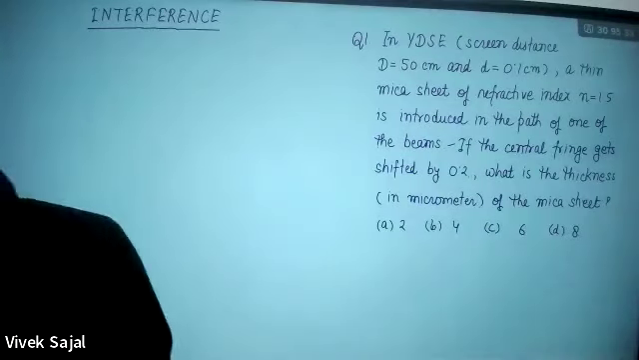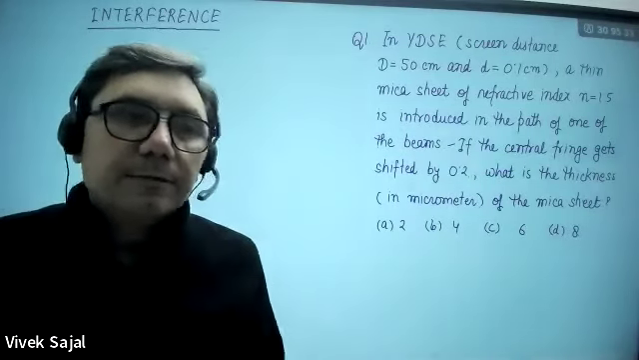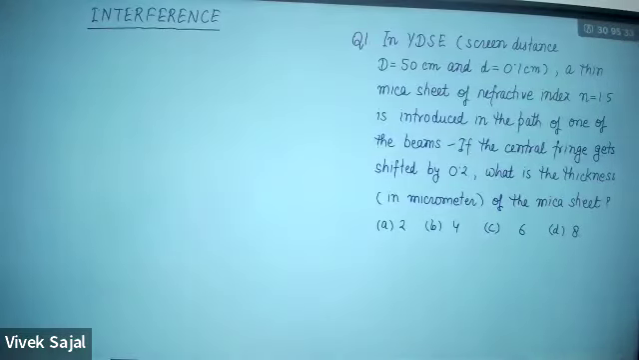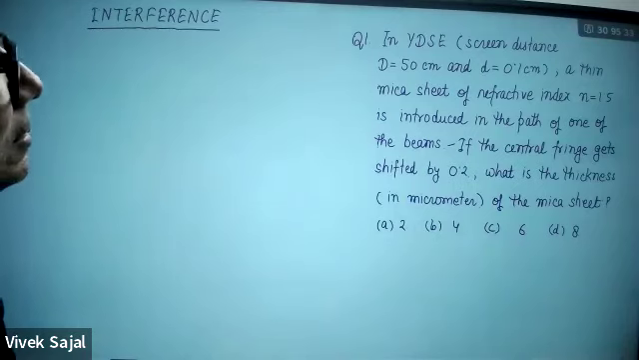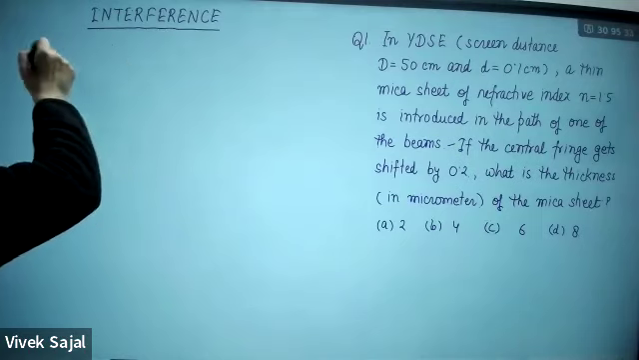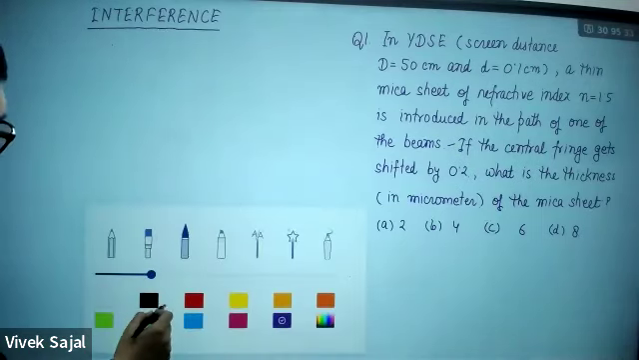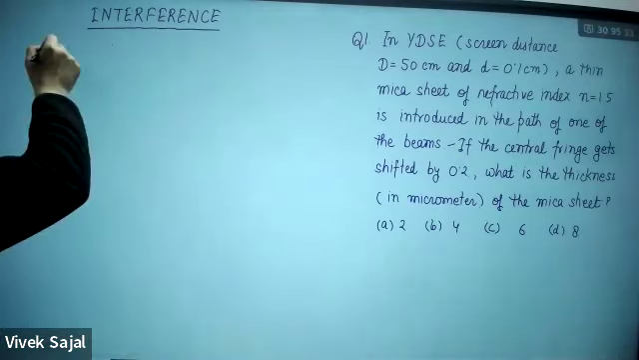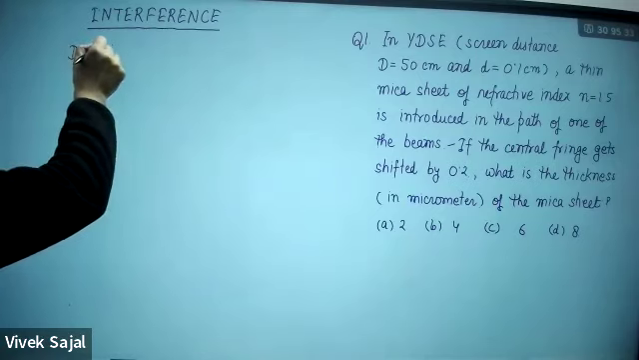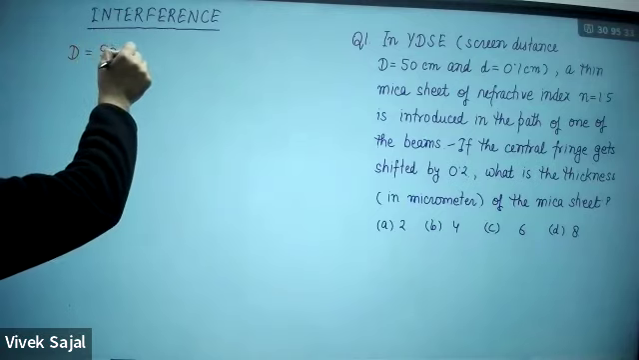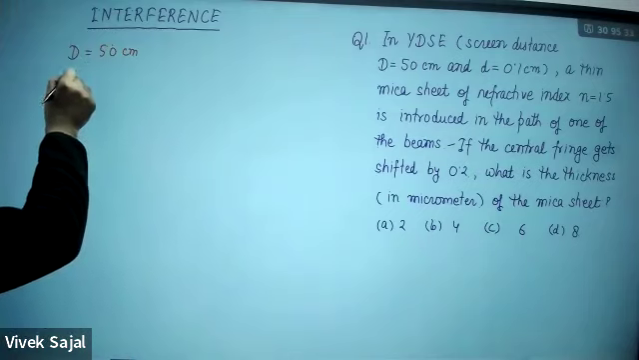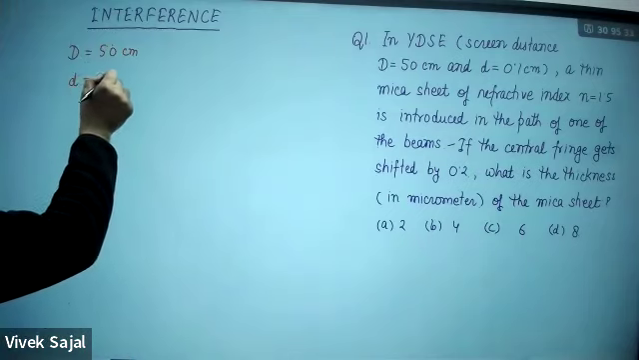So today I am going to discuss questions related to the topics I have discussed with you up to this point. So, question number one, in YDSE experiment, capital D. So, how we are going to solve this question? So here, this is a capital D, that is 50 centimeter. Small d is 0.1 centimeter.